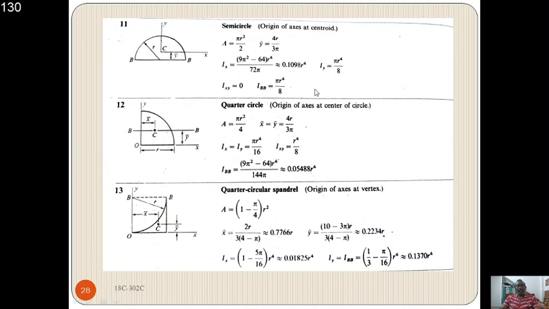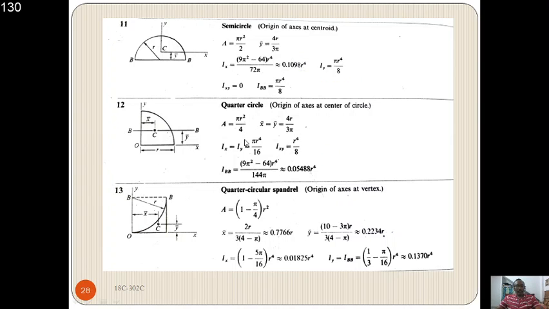For the semicircular section, this is the formula I used in the problem: 0.1098 r to the power of 4. I referred to many things from the internet also, but for the semicircle, the Ix value is not given rightly there, but in this book they give a good value. Generally, people will confuse you: Ixx is also taken as pi r to the power of 4 by 8, but that is not the case. Ix is 0.1098 r to the power of 4 and Iy is equal to pi r to the power of 4 by 8. So please memorize these values for better accuracy.